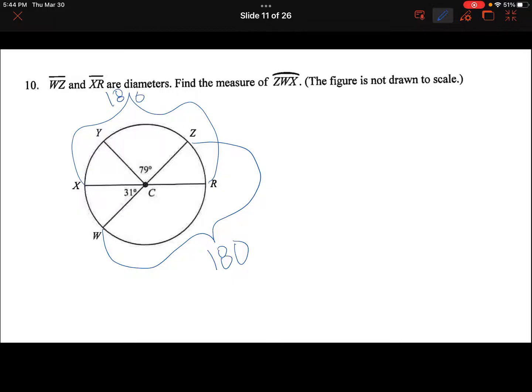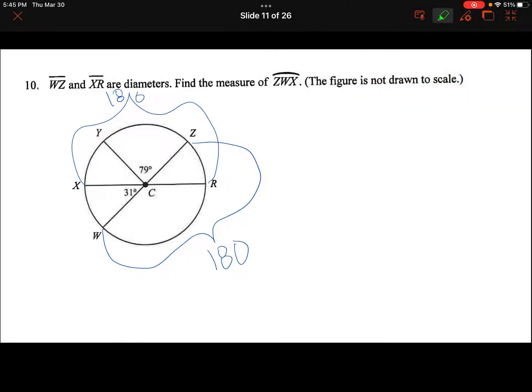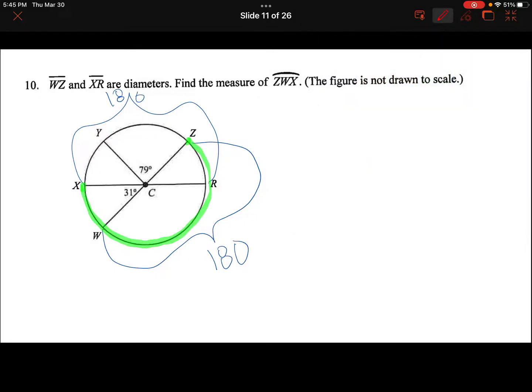All right, this wants the measure of arc ZWX. So I'm going to highlight what I'm ultimately looking for. I'm going from Z to X, but I have to go through W to get there. So ZWX is going to be this entire piece here. I know that this much of it is 180, right? And I know that this other piece right here is 31. So I just need 180 plus 31.